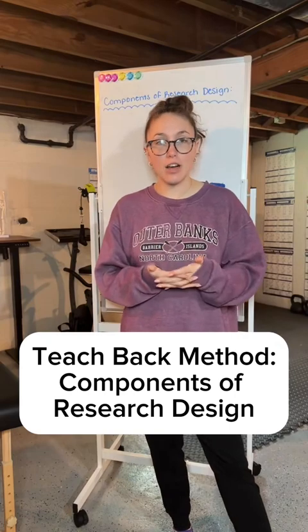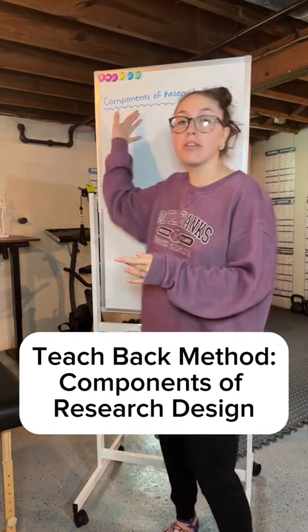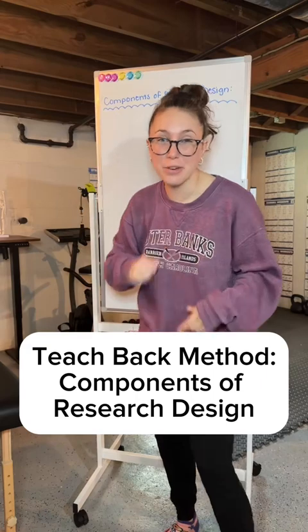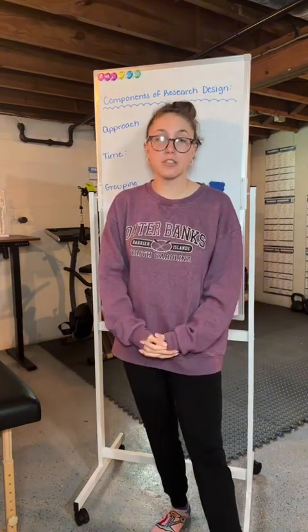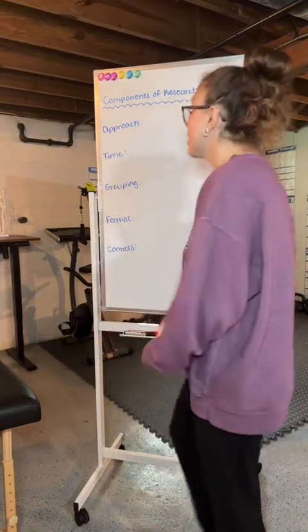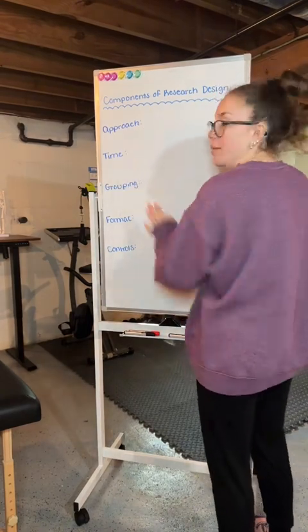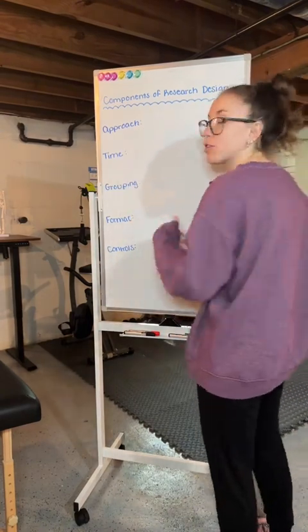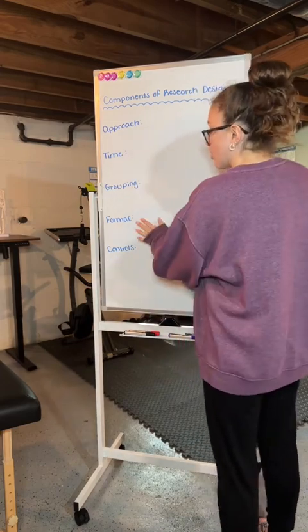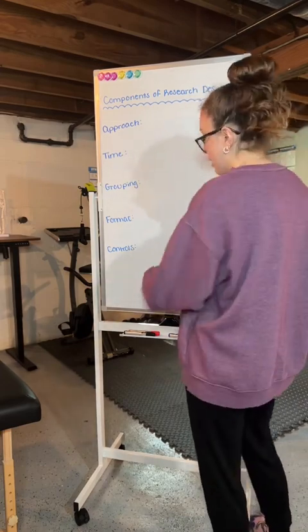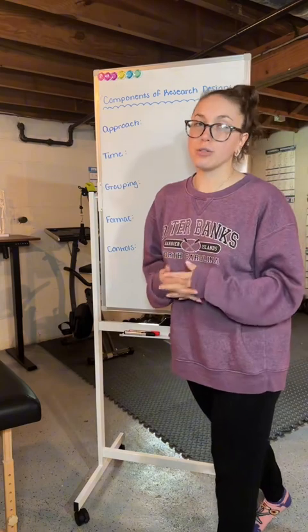For today's video, we're going to be talking about components of research design. Let's break it down. There are many different elements of research design. Here's just a few. We have, what approach are we going to take for our study? What is the time frame on this? How are we going to group our subjects and individuals? What's the format of our study going to be? And what are the controls that we're going to use in our study?